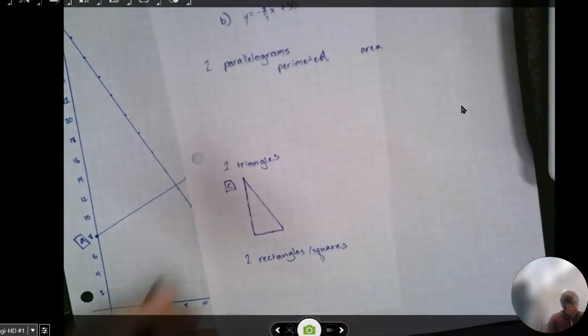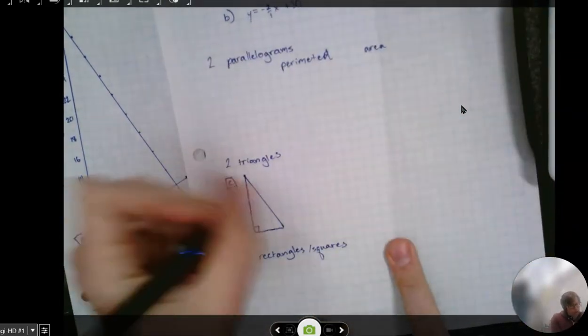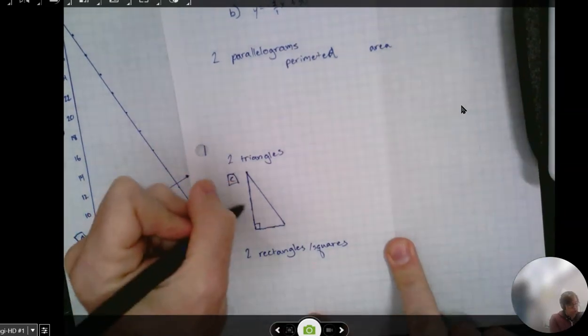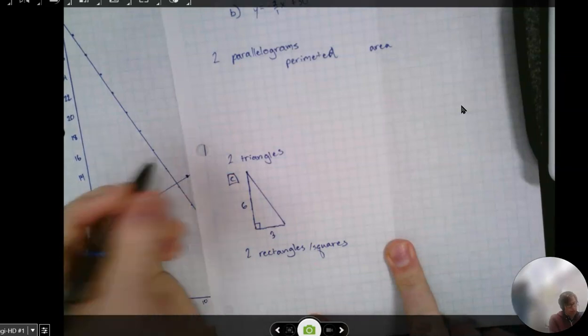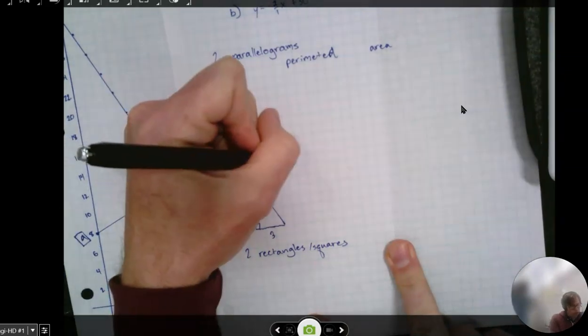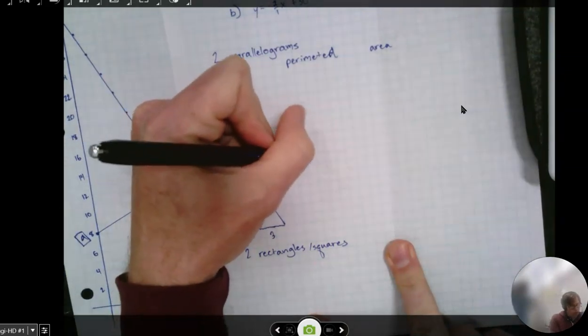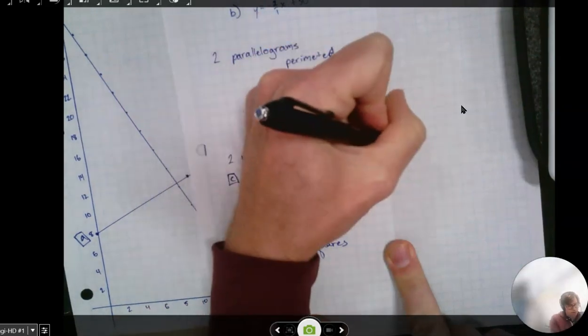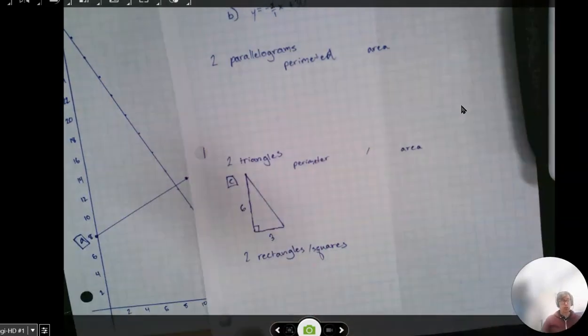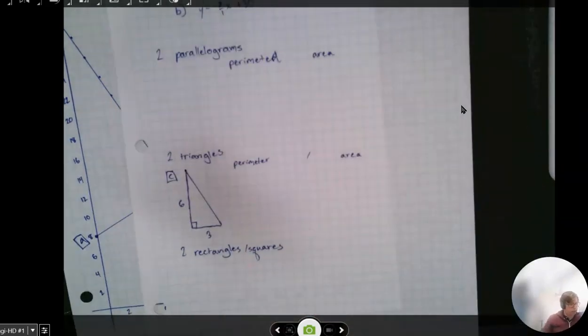Excellent. So, first off, it's a right triangle. I would go ahead and just label the sides. So this one was 6, this one was 3. And we just need our two calculations. We're going to find perimeter and area. I'm going to start with area because that'll be a little faster here.